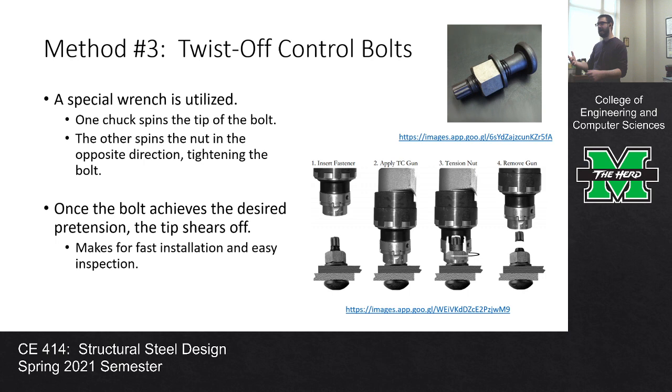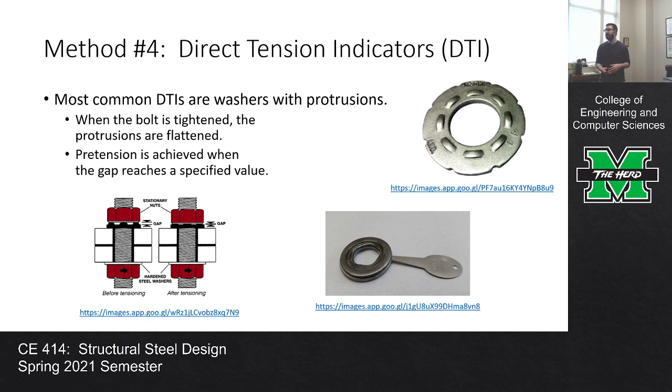And the fourth method that's used is what's called a direct tension indicator, or a DTI. Most common DTIs are just washers. These washers have these little protrusions, these little nubs that stick out. And the idea is that you install your bolt and then you start tensioning the bolt. And what happens is right here, I don't know if you can see that on the air, but those little nubs start to flatten. And once that gap reaches a desired value, then you know that you've achieved your specified pretension.